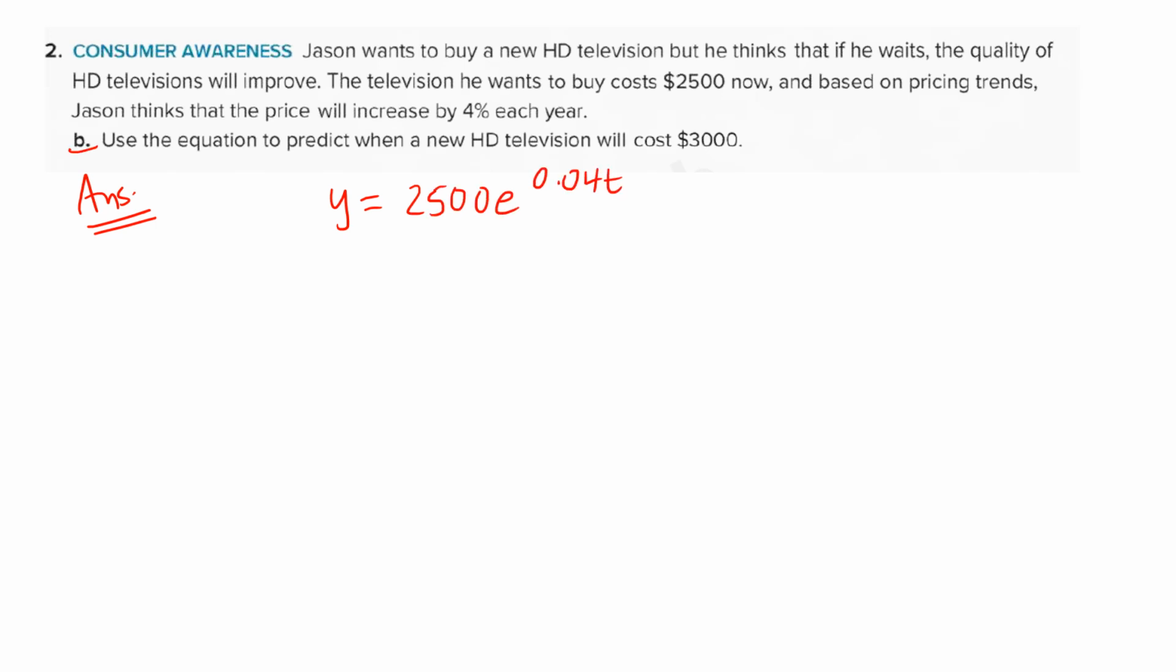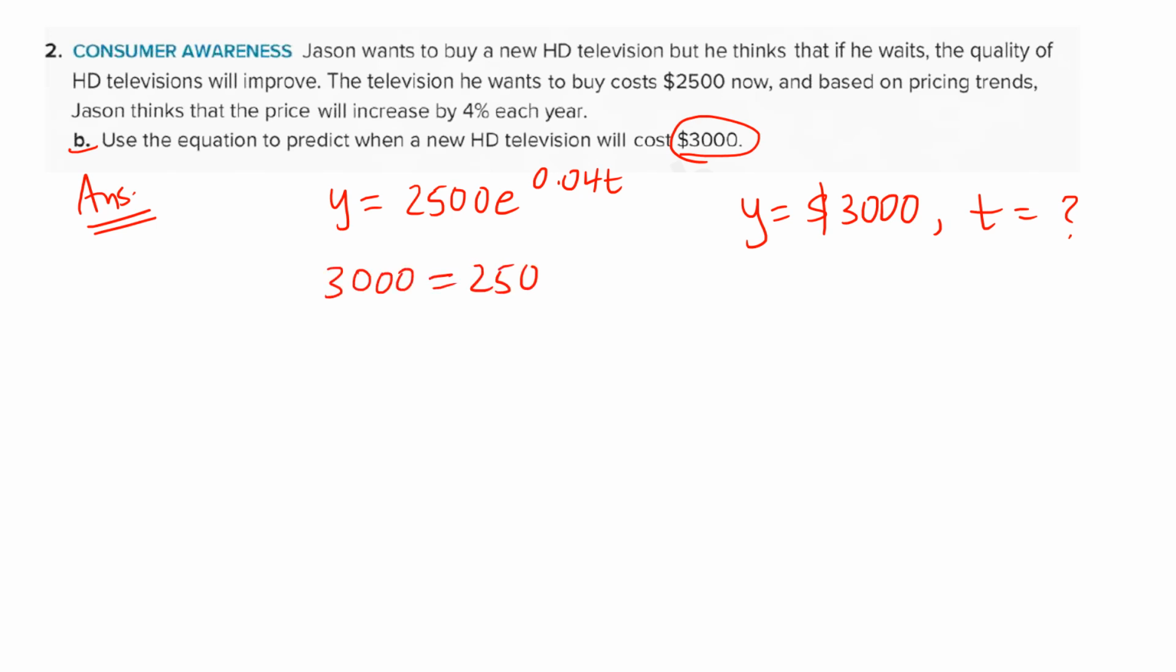And in this part B, it is asking you to use the equation to predict when a new HD television will cost $3,000. That means the value is given to you, but we need to find the time after which it reaches this value. So t is what we need to find. So let's plug in the values. 0.04t. Now I need t, so I'm going to divide both sides by 2500 and get rid of this value.